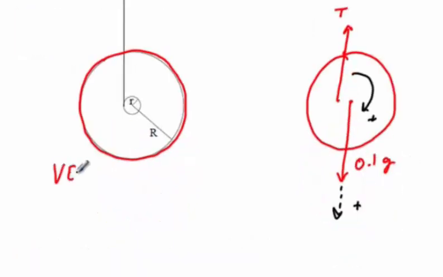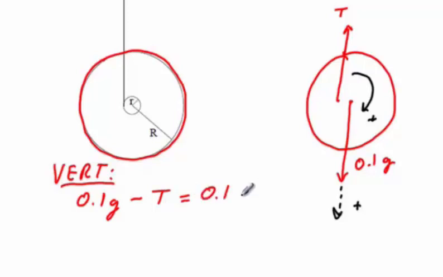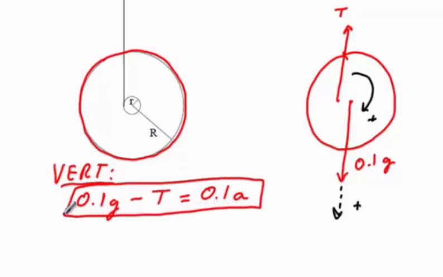We'll begin with the vertical direction. Since we've chosen downward as the positive direction, the gravity force will be our downward, or positive, contribution, and the tension will be our negative contribution. The sum of the forces, as always, is equal to the mass times the acceleration. This equation has two unknowns, and therefore we place a box around it, saving it for later.